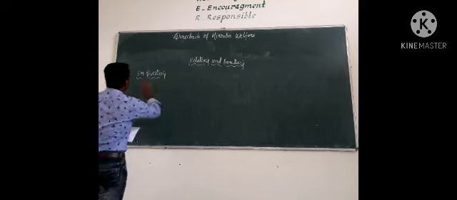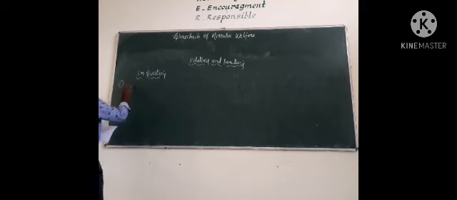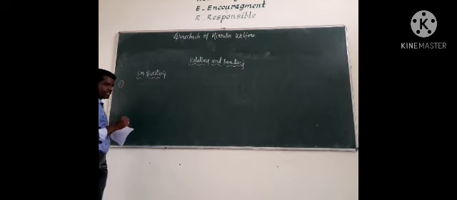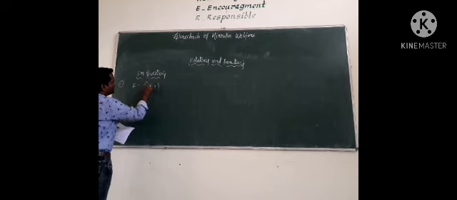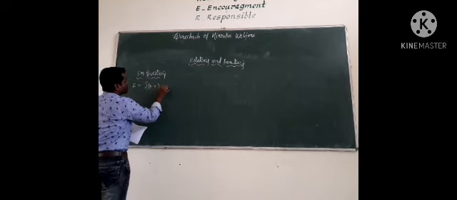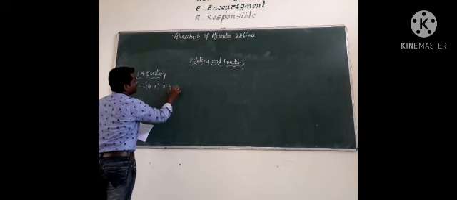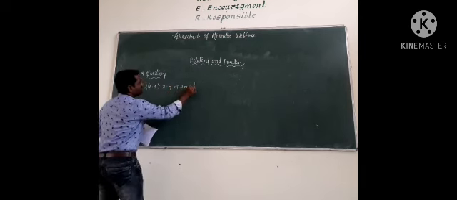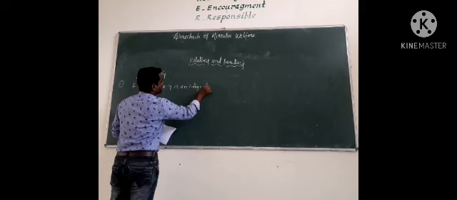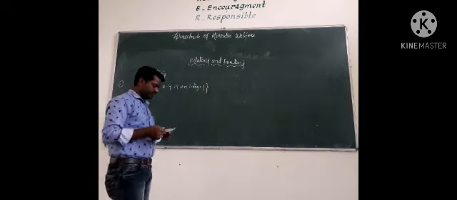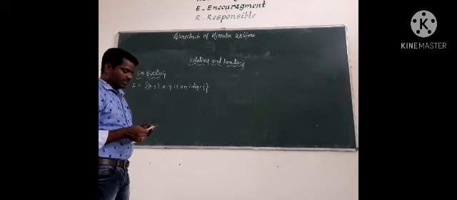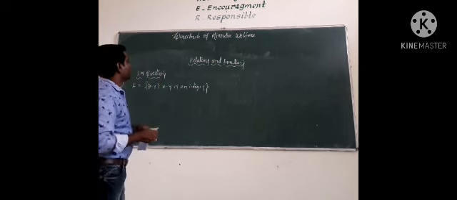We have the first question. Prove that the relation R in the set of integers Z, defined by R = {(x, y) : x minus y is an integer}, is an equivalence relation. Okay, let's prove that the given relation is an equivalence.